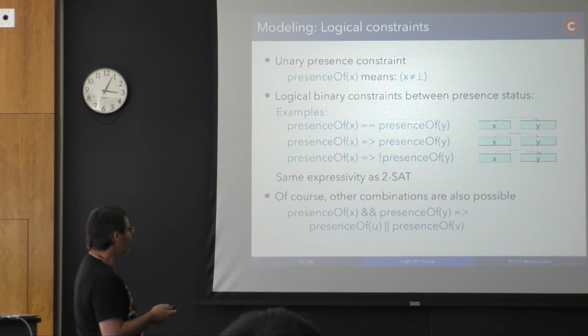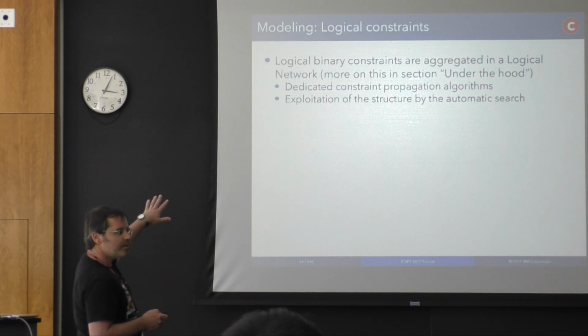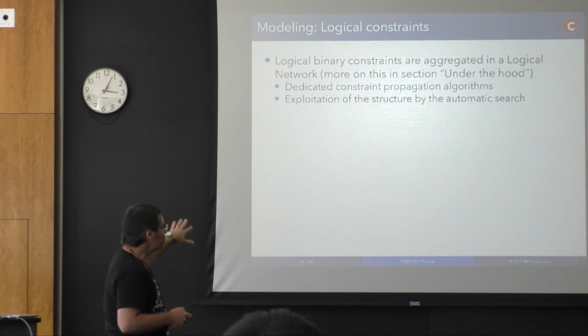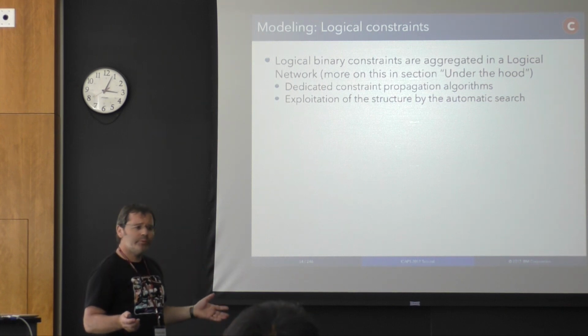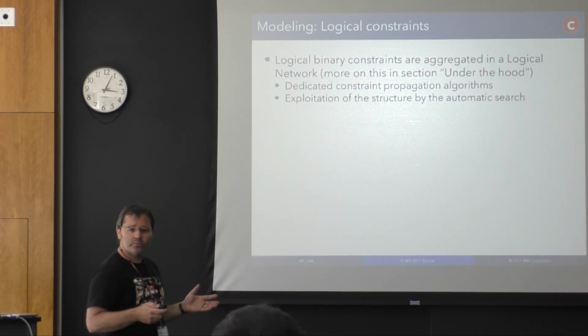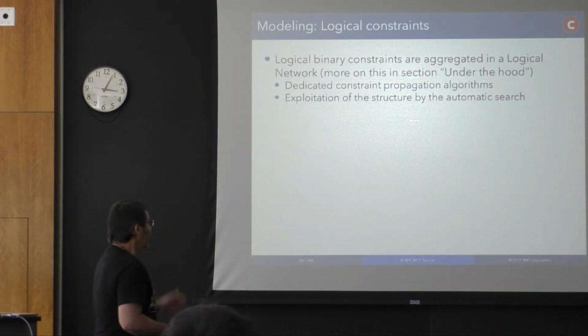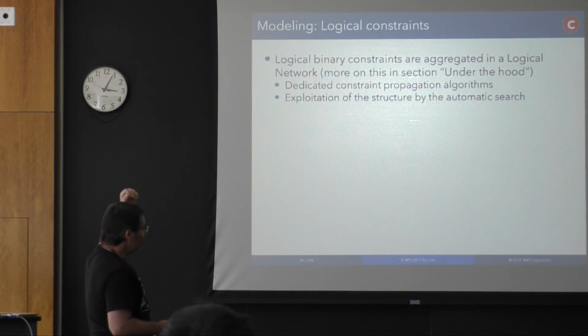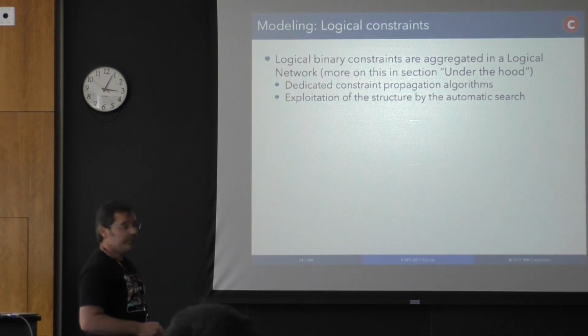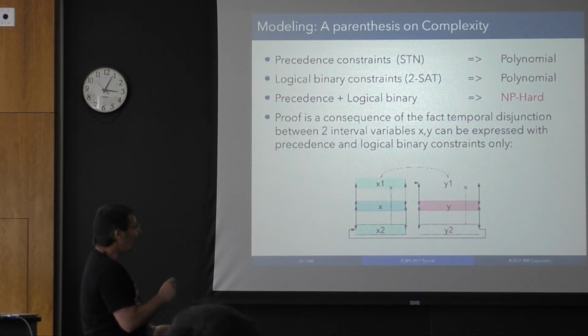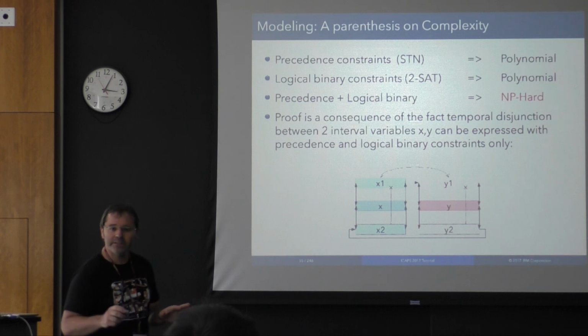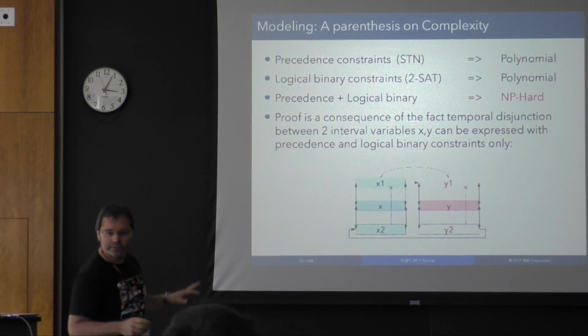So, okay. Again, this is the same story. Logical binary constraints play an important role. They are also aggregated in what we call a logical network, which is kind of a two-SAT implication graph. Then we have a dedicated constraint propagation algorithm, and again, they are exploited by the search. Then I will do a little parenthesis on complexity. This is mostly for fun, because it has no impact in practice, but I find it curious.